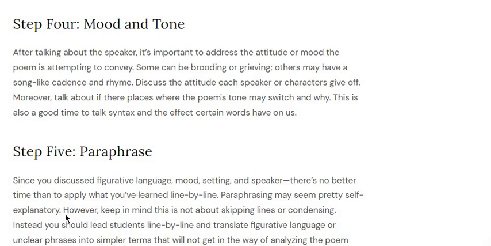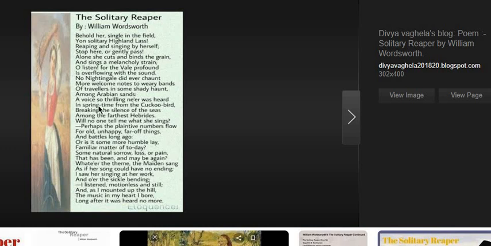And then you get to the theme of it. So coming back to this poem, if you look at it, he says, "some natural sorrow, loss or pain." So you can quote these words, natural sorrow, loss or pain. They are telling about the song. The song the reaper is singing is a sad song. Okay, so this way you are going to break your poem into different steps.